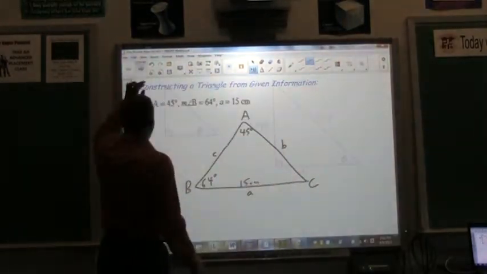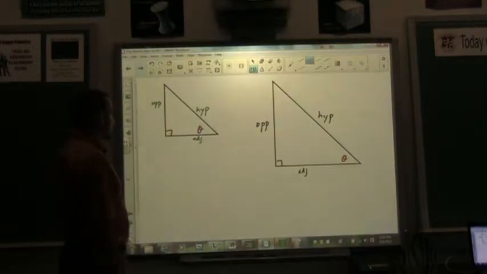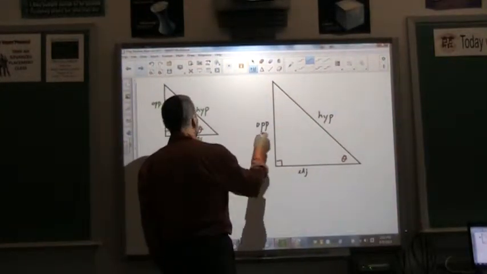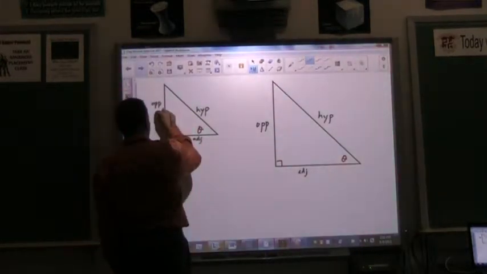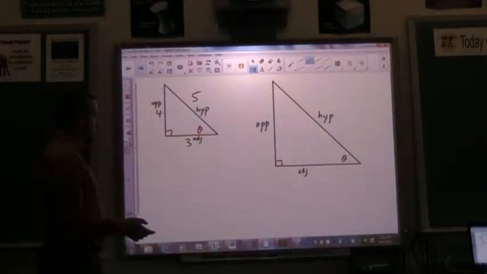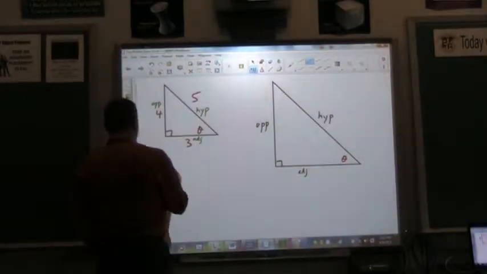All right, more review. So let's take this triangle, we'll put a couple of measurements on it. Let's go with the 3, 4, 5 triangle like this. And let's say that I wanted to do the sine of theta.